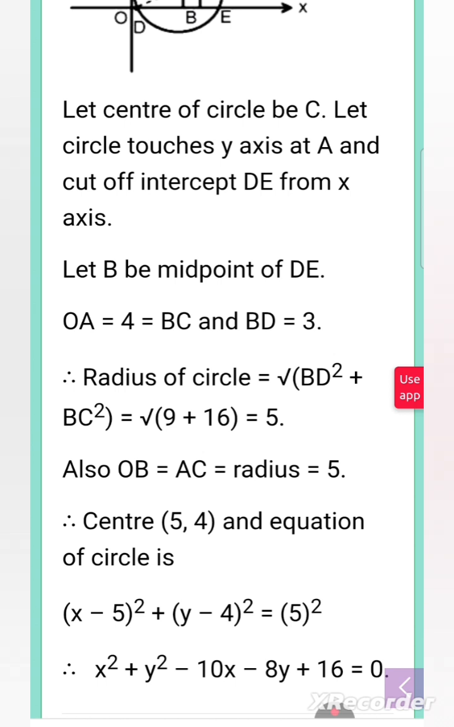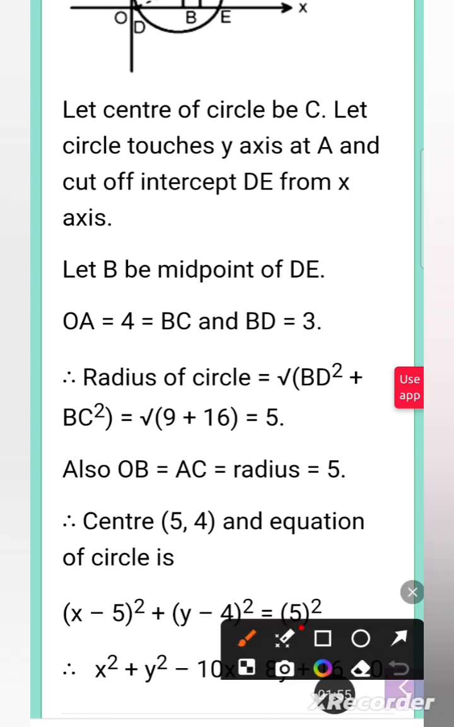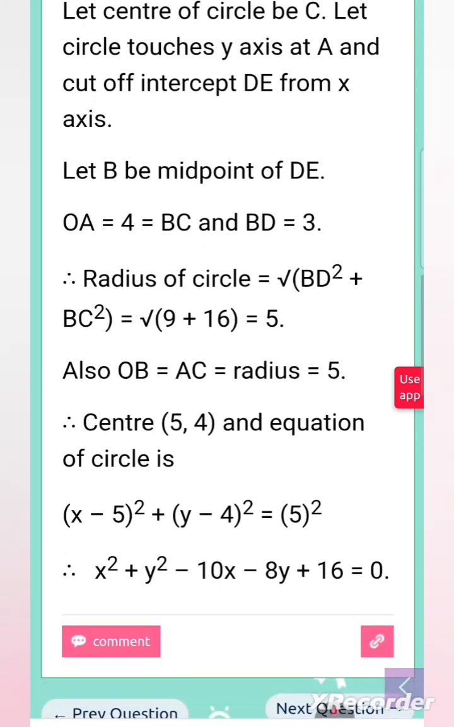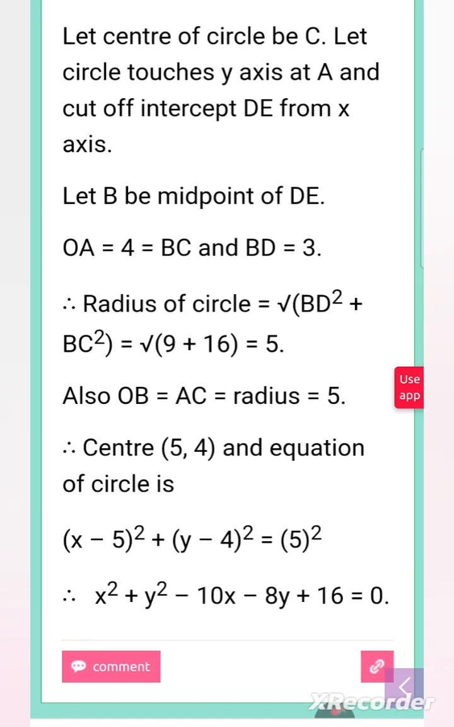And the equation of the circle is what? Since it touches the y-axis, the value of the x-coordinate of the center will be the radius of the circle, which we have explained before in the theory. So the equation turns to (x - 5) whole square plus (y - 4) whole square is equal to 5 square, and if you expand the equation, it comes into the form x square plus y square minus 10x minus 8y is equal to 16.